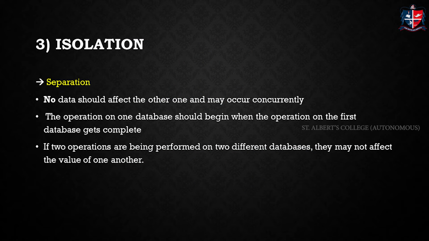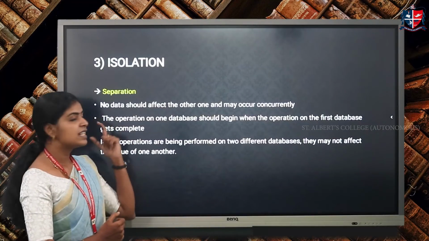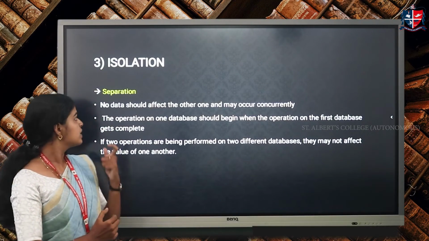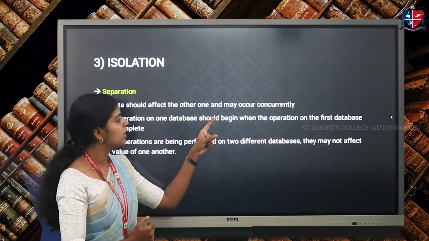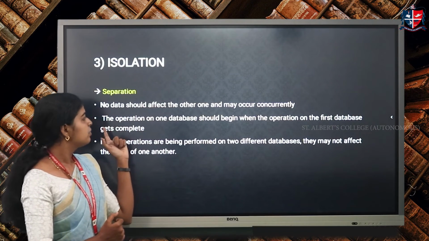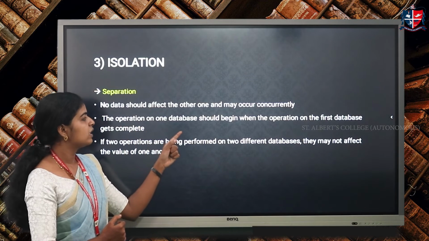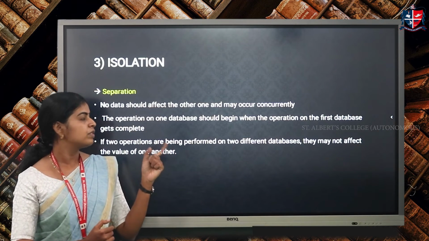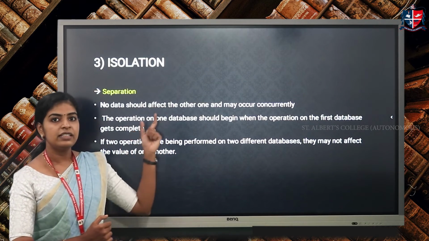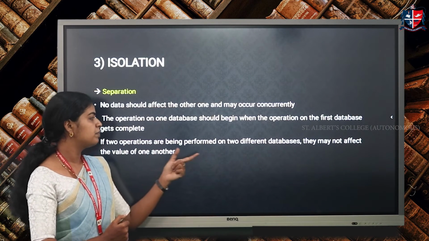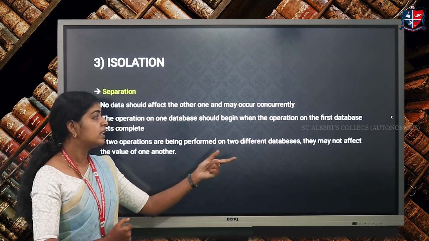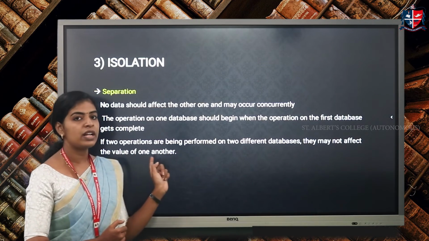The third one is the I property, isolation. Isolation means separation. We need to separate each and every value. No data should affect the other one, and operations may occur concurrently. That means the operation on one database should begin when the operation on the first database completes. The definitions are the same. If two operations are being performed on two different databases, they should not affect the values of one another.